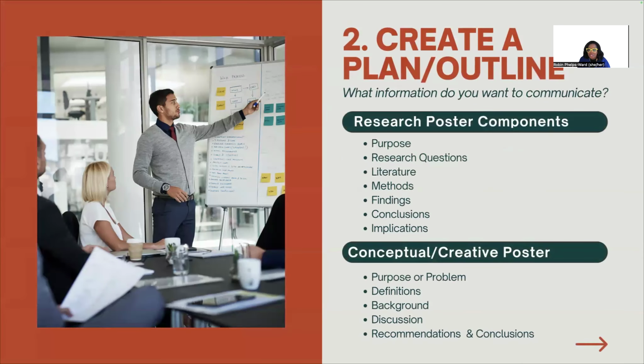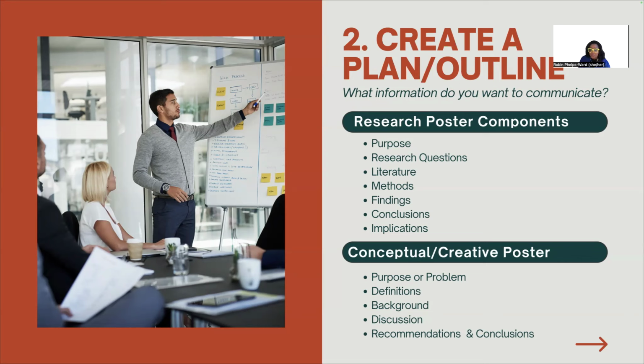So the next is to create a plan or outline. Just like you would with a paper or any other presentation, you want to create a plan. So some research poster components, which you'll commonly see on a poster, are the purpose, the research questions, maybe the literature review, background information about the methods or methodology, what our findings and results are, our conclusions or discussion, and then implications for either practice and or research. So those are the components, and you can outline those on a paper in a document and then translate that into your poster.